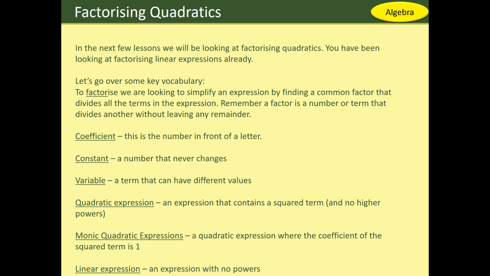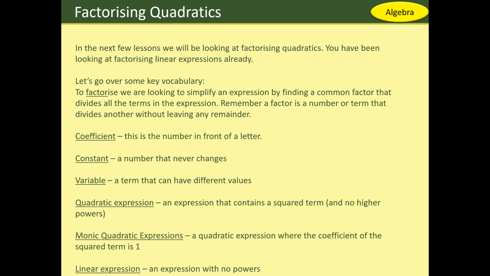So when we factorise, we're looking to simplify an expression by finding a common factor that divides all the terms in the expression and taking that outside of the brackets. We write an answer to a question that says factorise with a value outside a set of brackets. And remember, when you're doing that, the factor has got to be a number or a term that divides another without leaving any remainder. And that could be just a number, a constant, or it could be a letter, so a variable, or it could be a combination of the two of them.